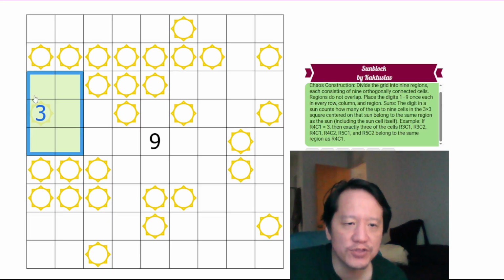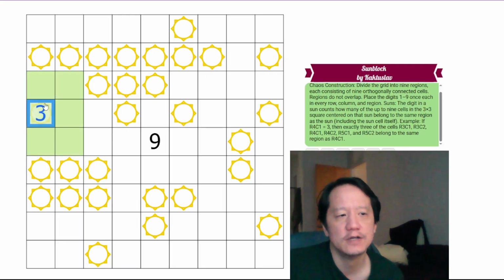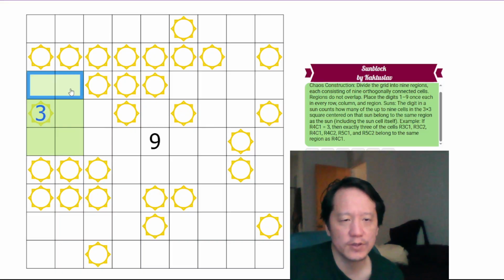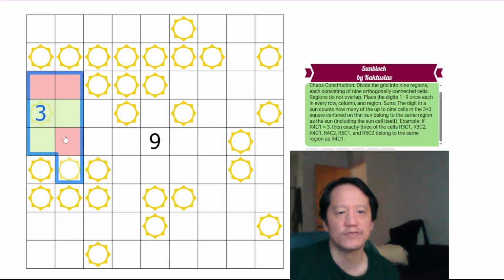So basically, only 3 of the cells in this 3x3 box centered on each sun, if this was a 3, would be in the same region. So you could have these 3 be part of the same region, and these 3 not. Or it could be like 3, 3 here. Or you could have something along the lines of 3, 3 here, and this is a different part, not a part of the region. Or you could have something like these 3 part of the region, right? It could be a wide variety of things.